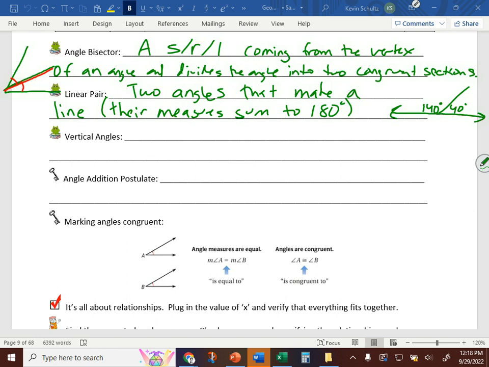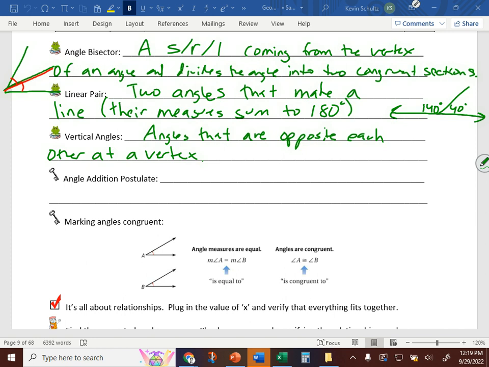Another one we'll use a lot, vertical angles. Anyone know what vertical angles are? Kylie. In this case, the word vertical means opposite. It's not the word vertical like we're used to, vertical lines straight up and down. But here it means opposite. And vertical angles are angles that are opposite each other at a vertex. Okay, angles that are opposite each other at a vertex.